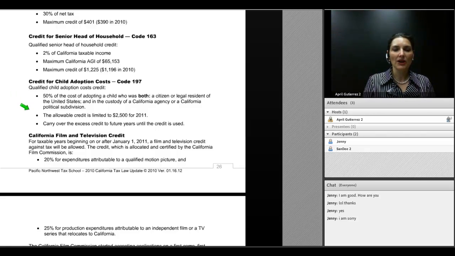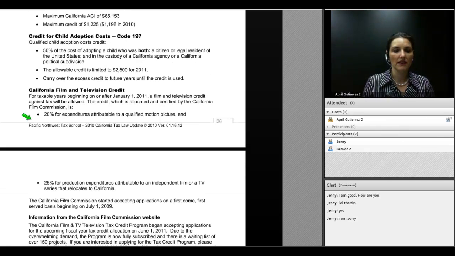The credit for child adoption costs, California does have a child adoption credit, but of course you have to adopt a child who is both a citizen or legal resident of the United States and in the custody of a California agency or a California political subdivision. The allowable credit is limited to $2,500 for 2011, and a carry forward to future years is allowed.